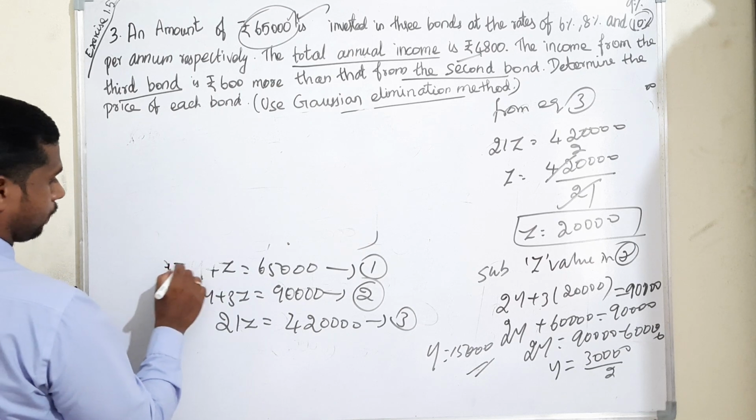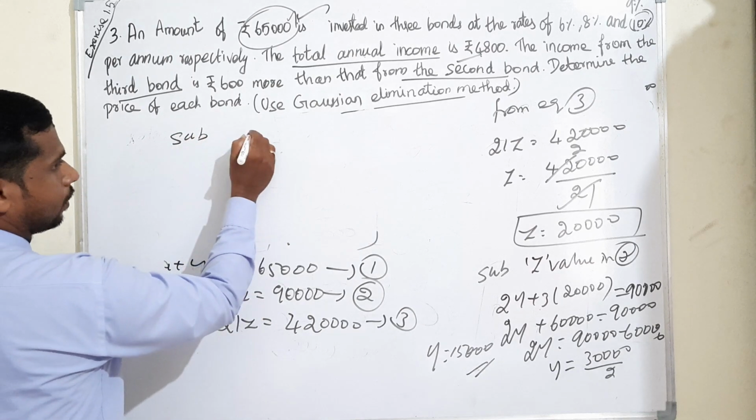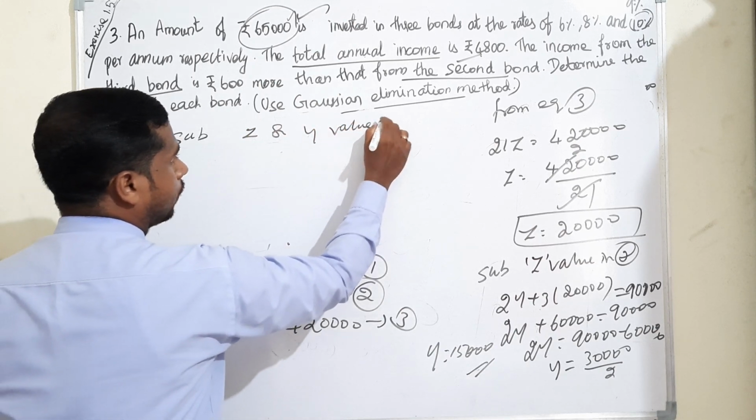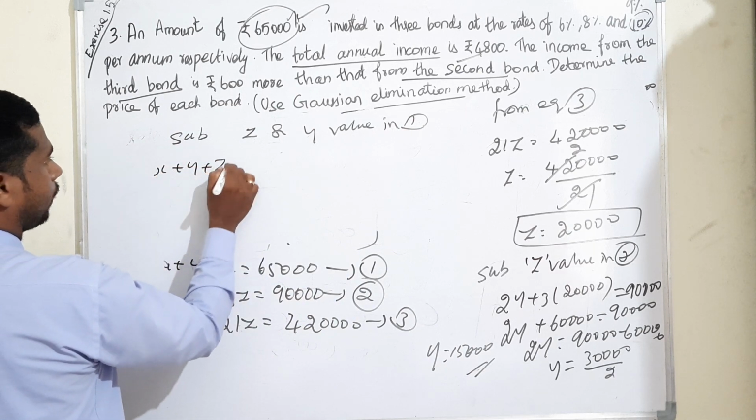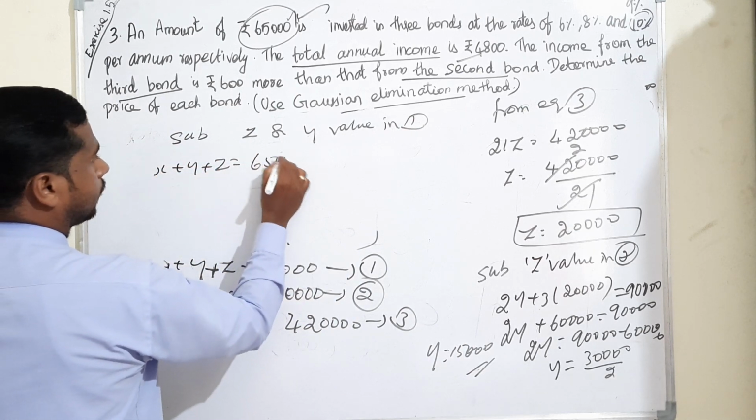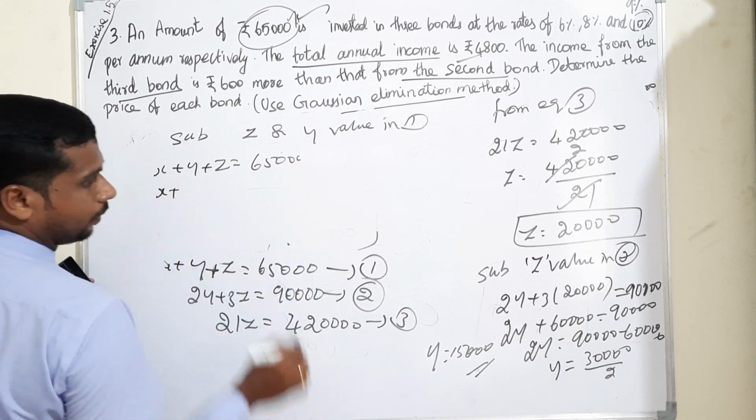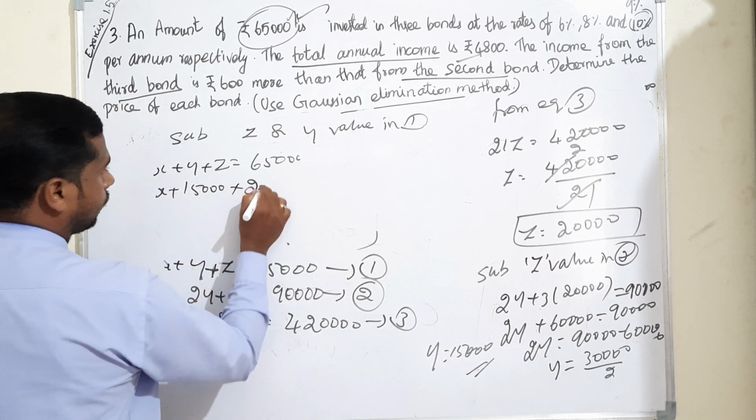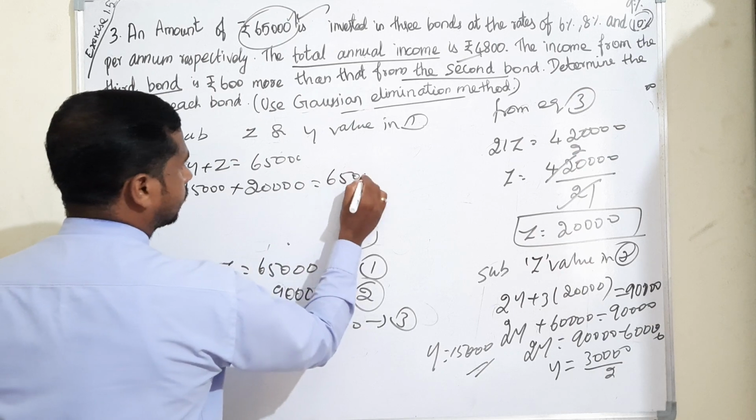This is x plus y plus z, isn't it? So substitute the z and y values in equation number 1. What is our equation number 1? x plus y plus z is equal to 65,000. So x plus y is equal to 15,000, z is equal to 20,000, equal to 65,000.